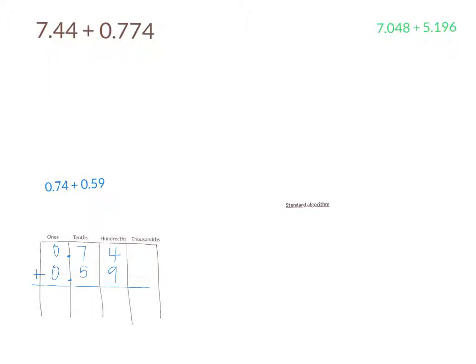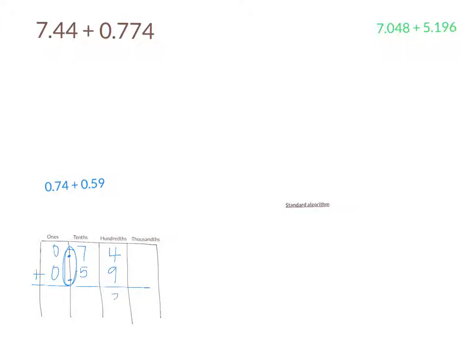And I'm going to add 0.59. Did I line up all the place values? Yeah, and I can tell I've lined up all the place values if my decimal points are lined up, if they're right on top of each other. Is this the same as drawing 4 dots in the hundredths column and then drawing 9 more dots? Yeah. Okay. So if I had 4 dots and I have 9 dots all together, how many dots do I have in the hundredths column?